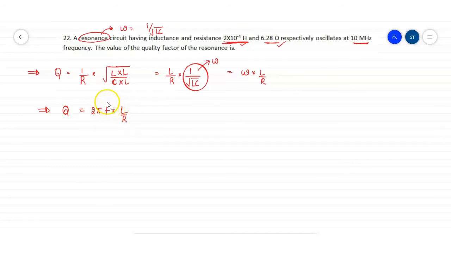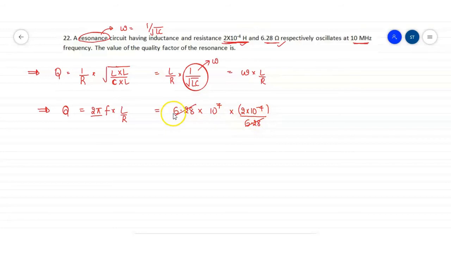All these values are known. Frequency is given, L value is given, R value is given. Just substitute it. 2 into pi, pi value we can take as 3.14. 3.14 into 2 will be 6.28, into f is 10 megahertz, which means 10 into 10 power 6, that is 10 power 7 hertz, into L value given as 2 into 10 power minus 4, divided by R value given as 6.28.